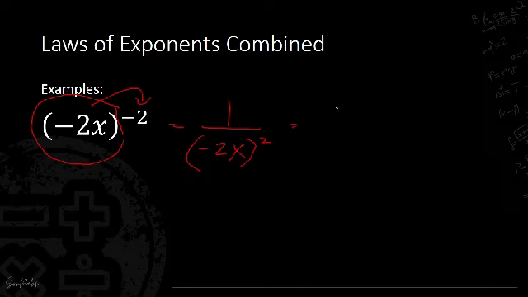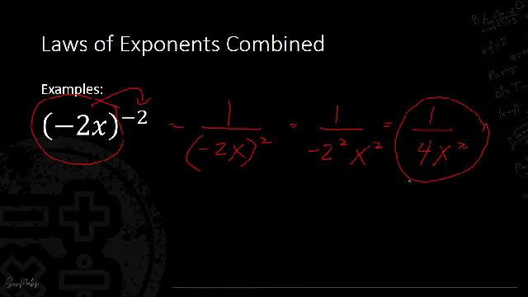Then distributive. So we have 1 over negative 2 to the second power x to the second power. Simplify, so that is 1 over negative 2 to the second, so that is negative 2 times negative 2, so we have 4x to the second power. So the final answer will be 1 over 4x to the second power.